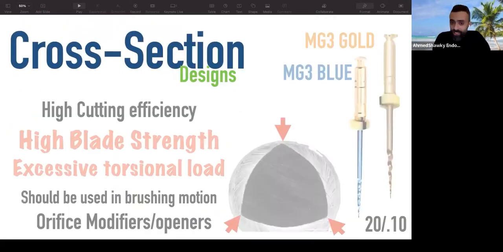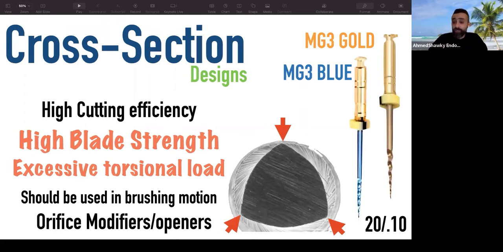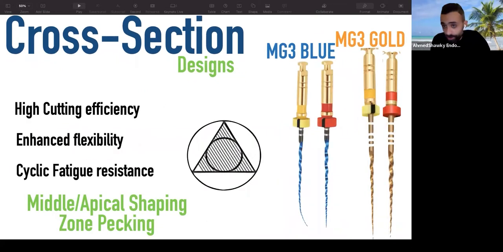The second is the cross-section. For the cross-section design of the starter files or the orifice opener in both systems, we have short working parts, because these instruments have a large metal core with active cutting edges and a convex triangular section. We don't need to go down into the middle part of the root canal because there is curvature, and they will break with the curvature. The aim of using these files with their cutting efficiency and larger size is to eliminate the coronal dentine resistance so as to be able to safely go to the middle and apical part without any transportation or fracture of the files. They are used in brushing motion, of course.